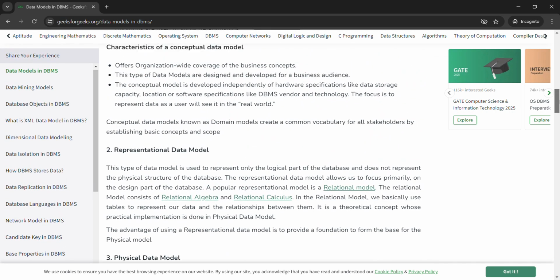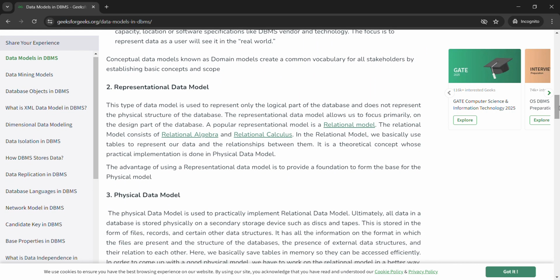Okay, so the second one is the representational data model. This type of data model is used to represent only the logical part of the database and does not represent the physical structure of the database. The representational data model allows us to focus primarily on the design part of the database. A popular representational model is the relational model.